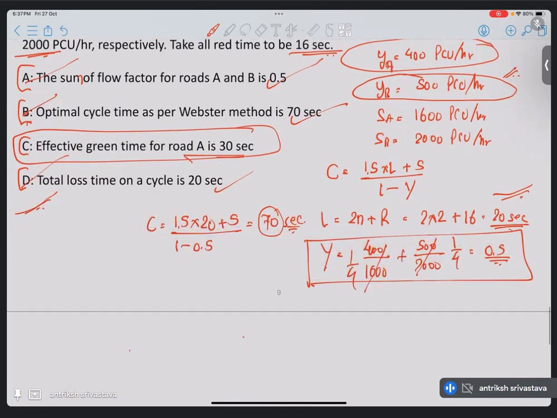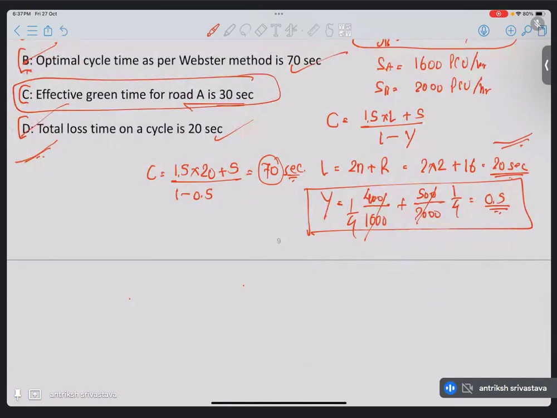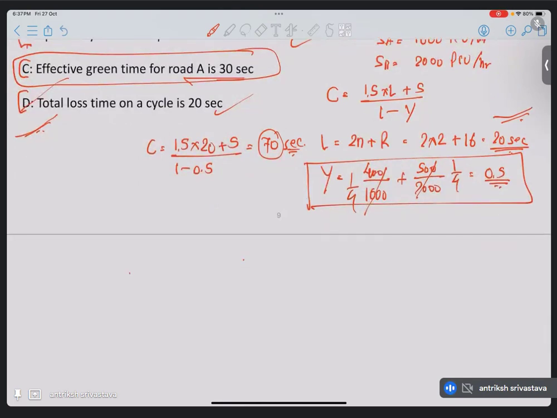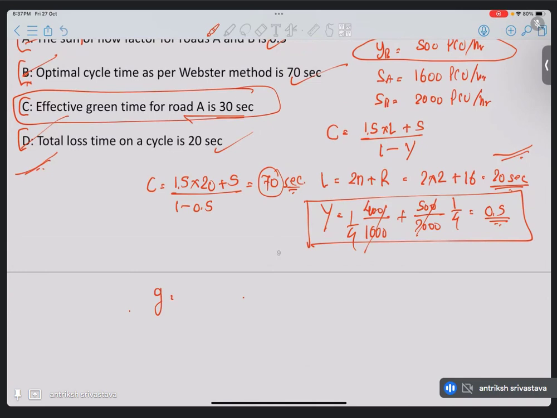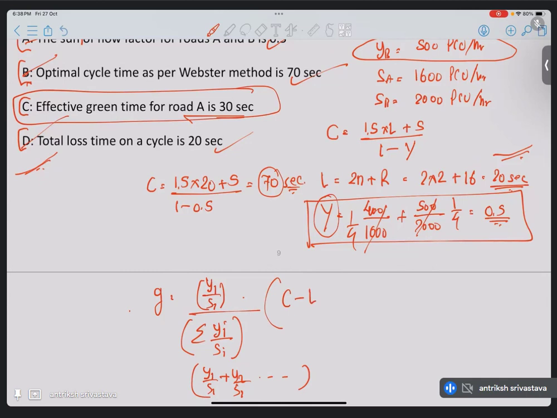So let's check whether the green time option is correct or not. We have to calculate the green time for A, and for B both actually. What is green time? It is nothing but the ratio of your saturation flow divided by the total y. So it is y1 by s1 divided by sigma yi by si, that is y1 by s1 plus y2 by s2, and keeps on going for however many phases you have, multiplied by C minus L.